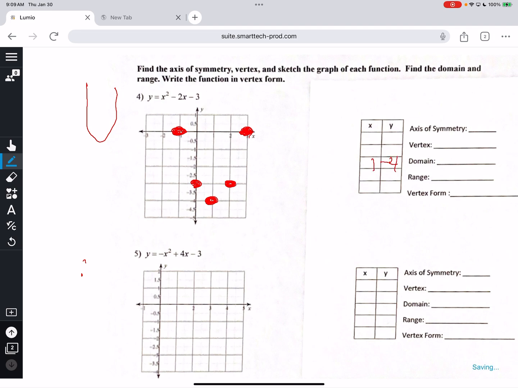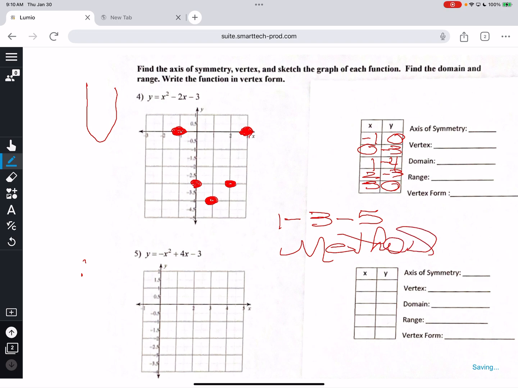And then with plugging everything in, we did a 0, -3. And we had a -1, 0. And then we did 2 and 3, and we had a -3 and a 0. All right, we did the work for that. But there's a method, and it is called the 1, 3, 5 method. This is when the lead coefficient is 1.